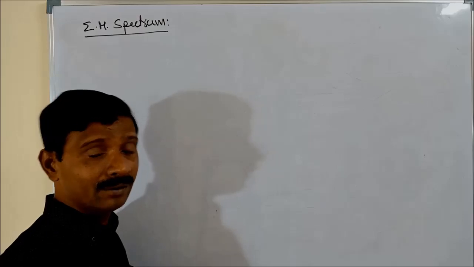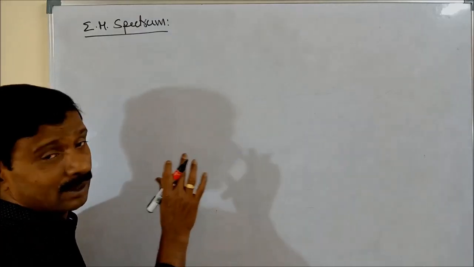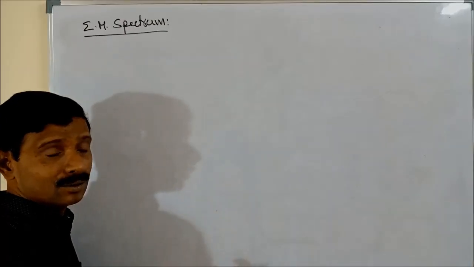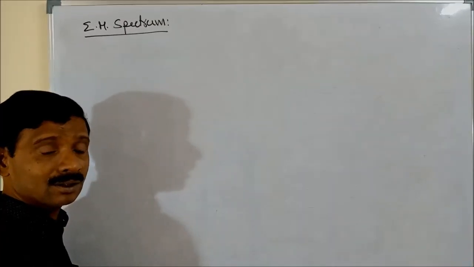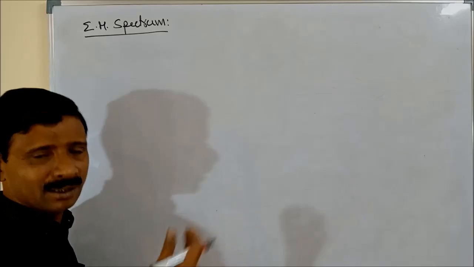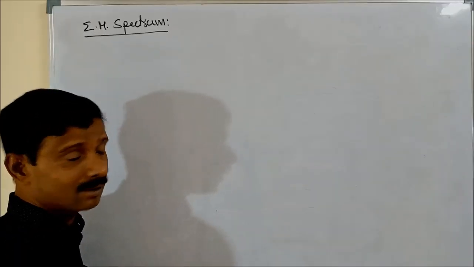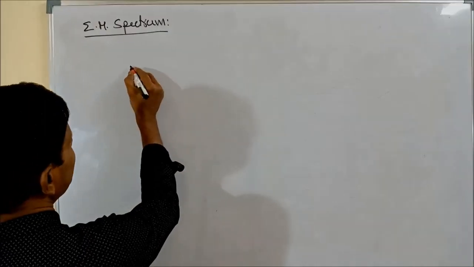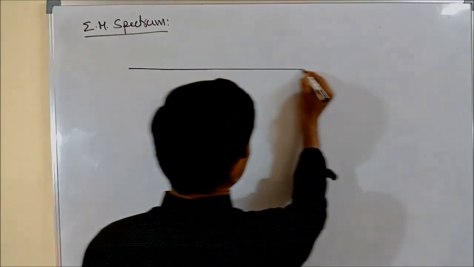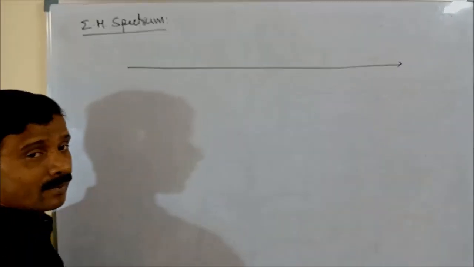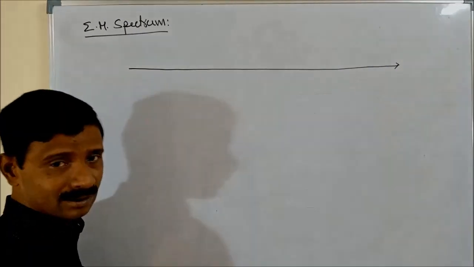wave number and wavelength. So what we are going to do is arrange the electromagnetic radiations in a specific order, and here I am going to arrange them in increasing order of wavelength. See, for example, this is the way we have to consider the arrangement. In that direction wavelength is going on increasing.